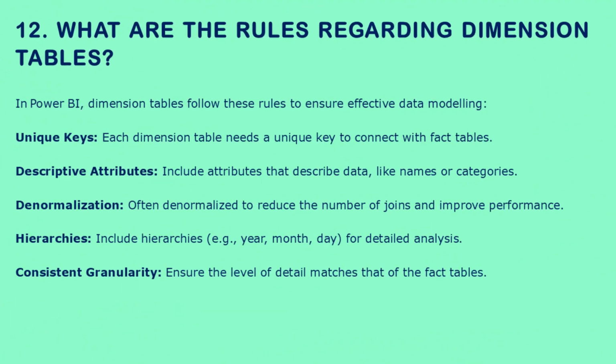What are the rules regarding dimension tables? In Power BI, dimension tables follow these rules to ensure effective data modeling. Unique keys. Each dimension table needs a unique key to connect with fact tables. Descriptive attributes include attributes that describe data, like names or categories. Denormalization, often denormalize to reduce the number of joins and improve performance. Hierarchies include hierarchies, example year, month, day, for detailed analysis. Consistent granularity, ensure the level of detail matches that of the fact tables.